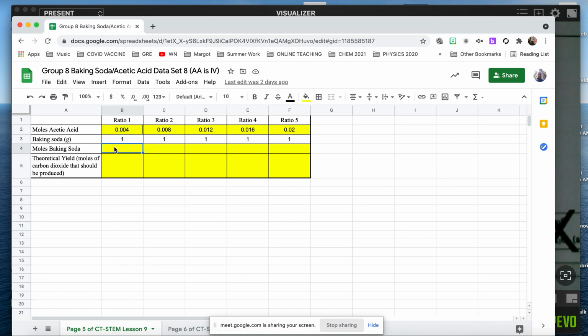Okay? And actually, the first thing I want to do is fill in this row right here, because I think once we fill in this row, you'll be able to figure out your 1-to-1 ratio, and also your theoretical yield for everything. So we'll fill out all of page 5 and then one row in page 6.